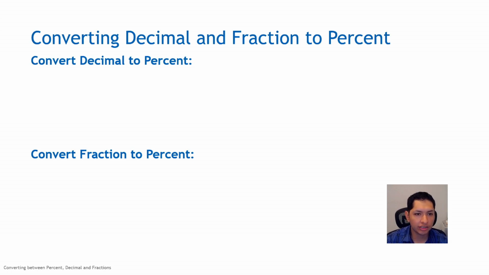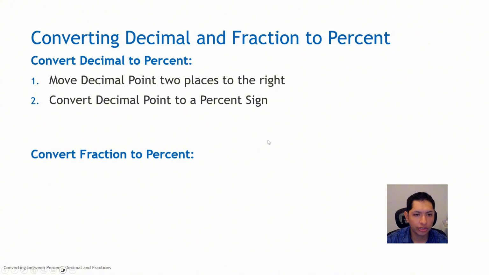To convert a decimal to a percent, you are going to do the opposite of what you do when you convert a percent to a decimal. You are going to move the decimal point 2 places to the right, and then convert that decimal point to a percent sign. So once again, looking at 0.25, I move the decimal point that is to the left of 2 two places to the right, and the decimal point now is after 5, so it is 25 decimal point, and then I simply convert that decimal point into a percent sign.